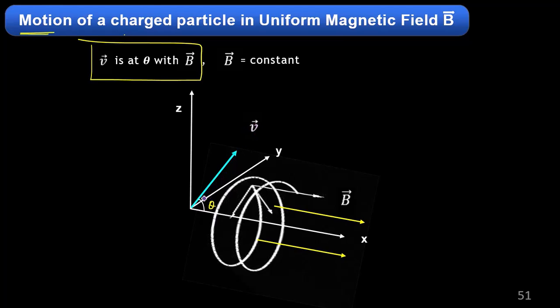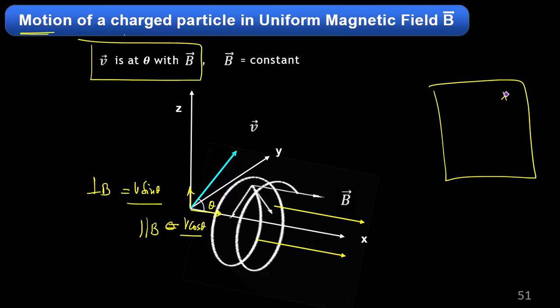So corresponding to this, can I say that v cos theta is parallel to the B vector and v sin theta is the component which is perpendicular to the B vector. So v sin theta is perpendicular to B and v cos theta component is parallel to B.